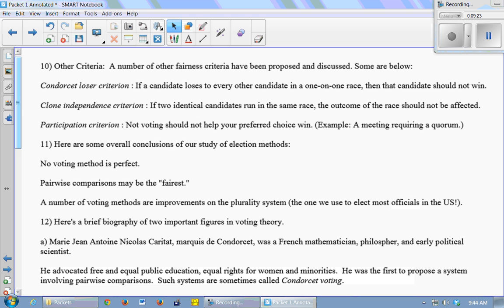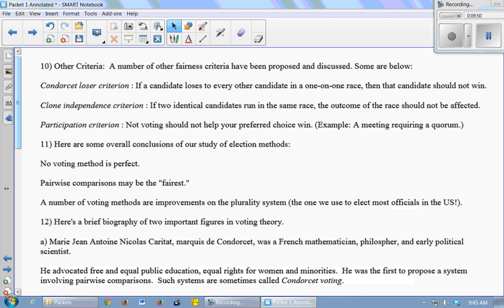So this first one's called the Condorcet loser criterion. Remember, Condorcet was a candidate. If a candidate wins all of its matchups, they should be the winner. This says if a candidate loses all of its matchups, they should not be the winner. If everyone would prefer anyone else, then that person should not be the winner of the election.